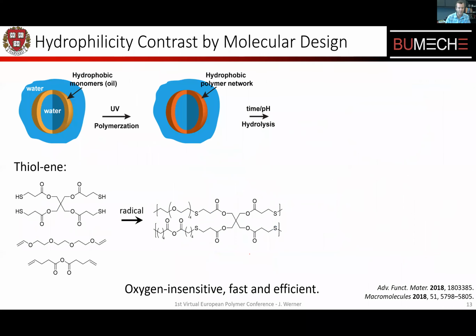Now, we did this with a couple of systems. The one that I really like and would like to present to you is what I call the thiol-ene system, where we use, in this case, a thiol crosslinker with 4 thiol functional groups, as well as a permanently crosslinking diene, this triethylene glycol divinyl ether here, as well as the pentanoic anhydride, which also has 2 vinyl groups at the end, and our anhydride group in the middle, which can hydrolyze. All these monomers are water immiscible and can serve as the oil shell of our double emulsions.